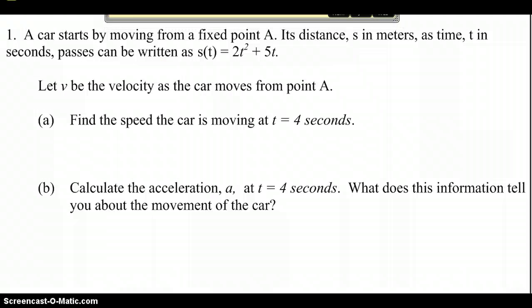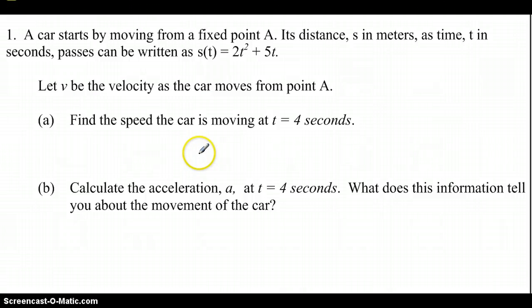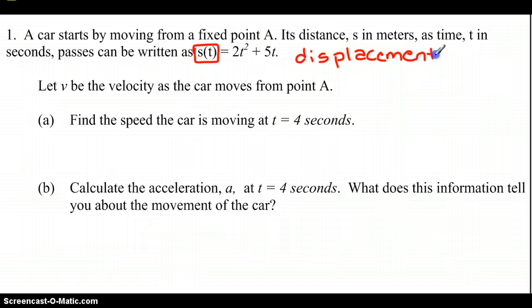There we go. So our first example is a car starts by moving from a fixed point A. Its distance s in meters as time t in seconds passes can be written as this right here. So already I'm looking at this s of t and I'm noticing that this is my displacement function. If I want to talk about the speed, I'm going to have to either find my first or second derivative so that I can discuss velocity or acceleration. So let v be the velocity as the car moves from point A. Find the speed of the car. Find the speed the car is moving at t equals 4 seconds.